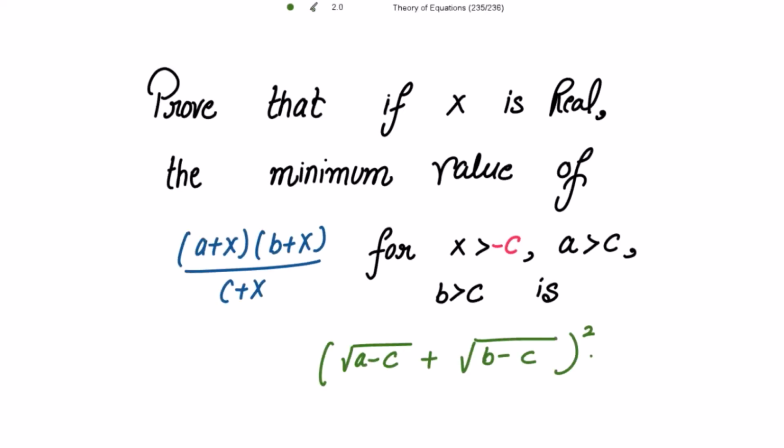If x is real, the minimum value of (a plus x)(b plus x) divided by (c plus x) for x strictly greater than negative c. This is very important: a greater than c, b greater than c, is (square root of a minus c plus square root of b minus c) whole square. We need to show that the minimum value of this is this, right?